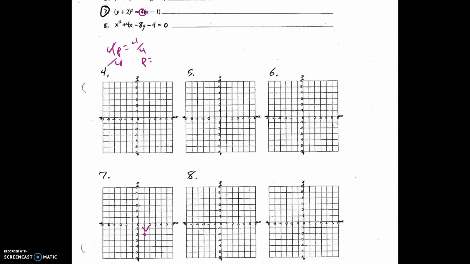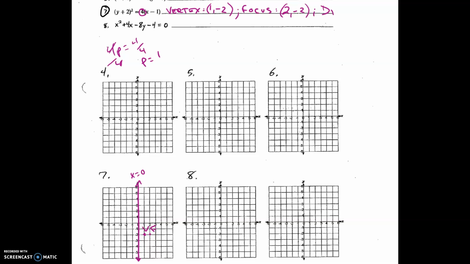So p equals 1. So I go 1 unit to find the focus. Focus is right there at 2, -2. I go 1 unit to find the directrix, which is the y-axis, and the equation of that is x equals 0. And so now we're going to graph it. Let's write down the vertex: vertex 1, -2. Focus, what did we say? 2, -2.